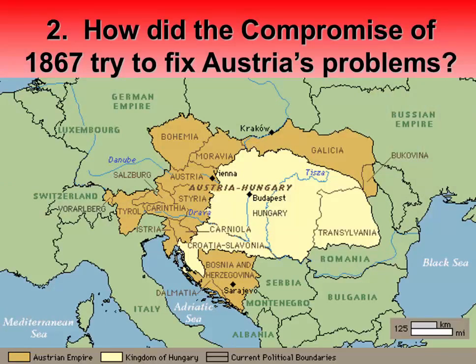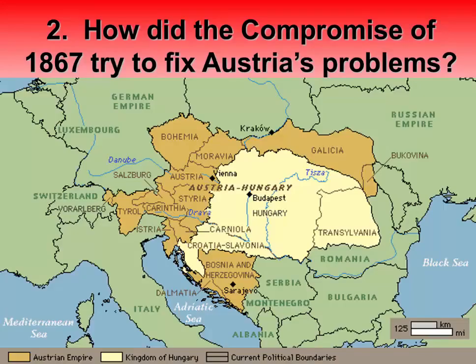So the second question is how the Compromise of 1867 tried to fix Austria's problems. The Habsburgs decided to reorganize the country because the Magyars, or the Hungarians, were just putting too much pressure. If Germans dominated everything, and if everything was supposed to be in German, and they had all the power, the Magyars refused to participate. So they made what's called the Ausgleich, and I'm probably mispronouncing that word, but I'll spell it for you, Ausgleich.